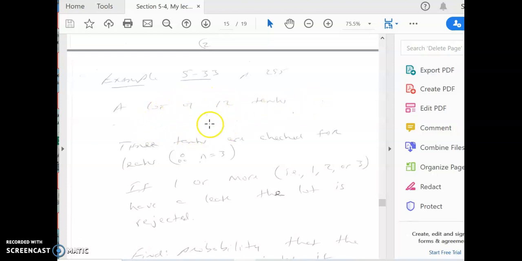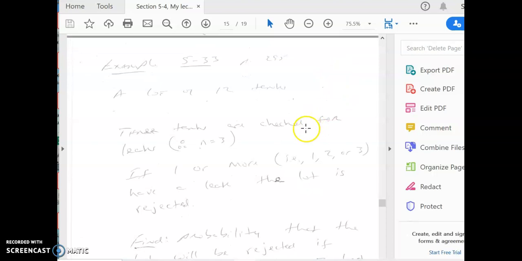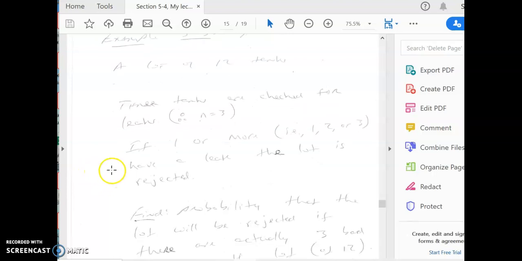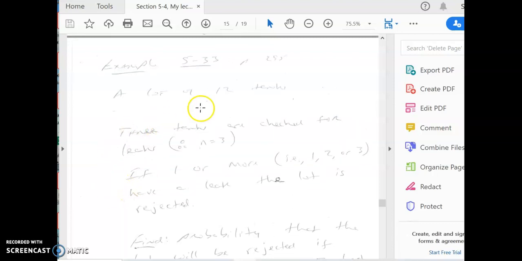All right, we're looking at a lot of 12 tanks. In other words, we just grabbed 12 tanks. So 3 tanks are checked for leaks. All right, so since we're checking 3 tanks, we're picking 3 out of the 12. That symbol means therefore. So N is 3. The problem says that if 1 or more have a leak, the lot is rejected. So if you, out of these 12, have 1 or more that has a leak, you're going to reject the entire lot.